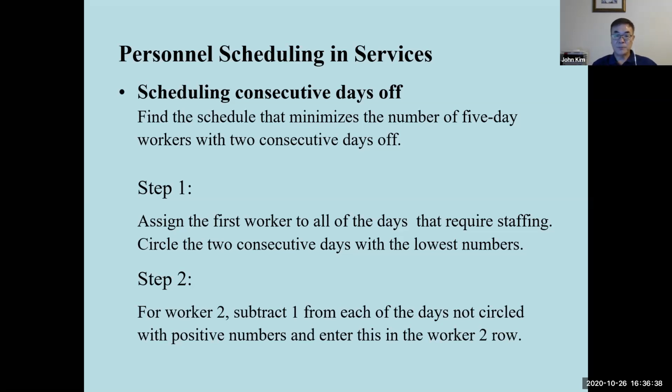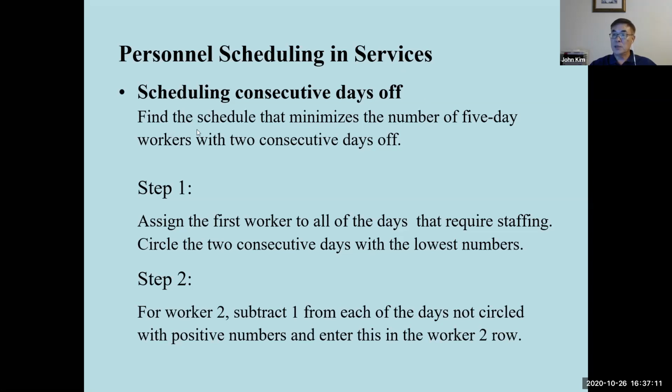And maybe on Monday and Tuesday, the demand or customer size drops. In that case, fewer employees or workers are needed. So during a week, from Monday to Sunday, a different number of workers may be needed. In that case, how can we assign the number of workers needed? That is personnel scheduling in services.